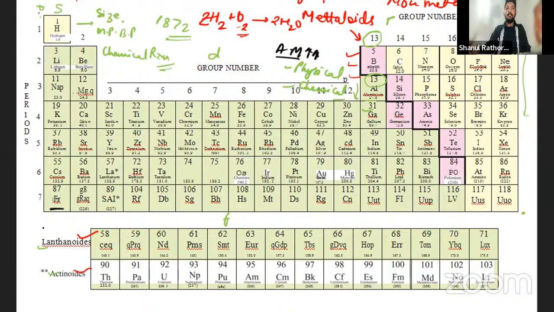And these two rows indicate the transition elements, the three sets which lie in the fourth, fifth and sixth position. Sorry, not this. These are the inner transition elements, and these from the third to the 12th group we call the transition elements. Okay.